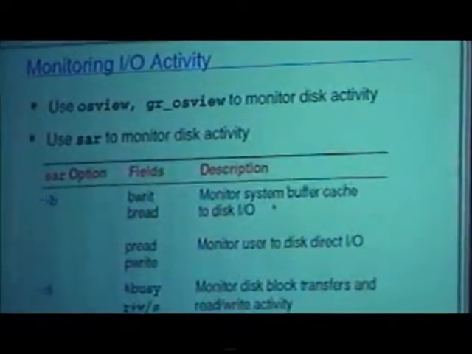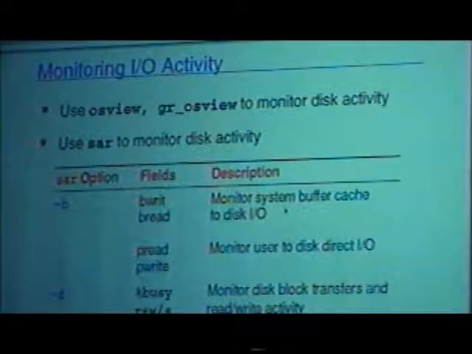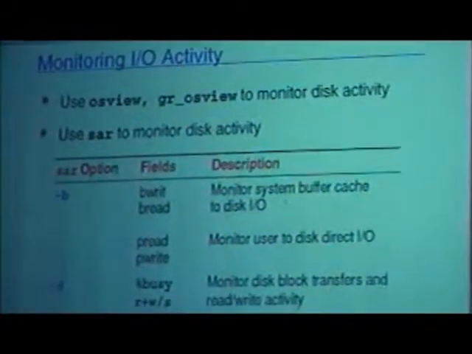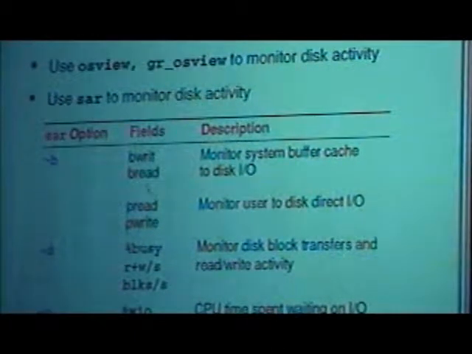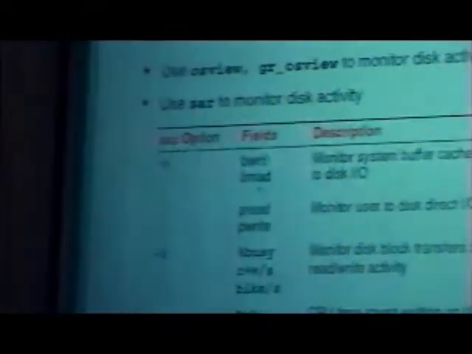I just need to get on right now with some of this other stuff and come back as we get a chance. So looking at IO activity, I got OSVU, GrossVU, and SAR. We're going to come back to SAR-B this afternoon and into tomorrow. But B-read and B-write, maybe now's probably the best time to introduce this. Draw my fire bucket brigade.